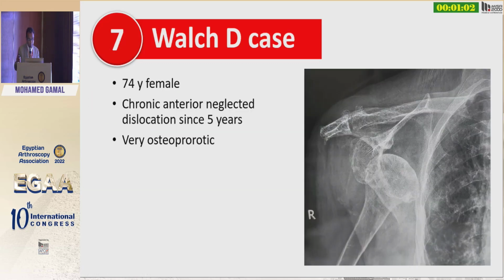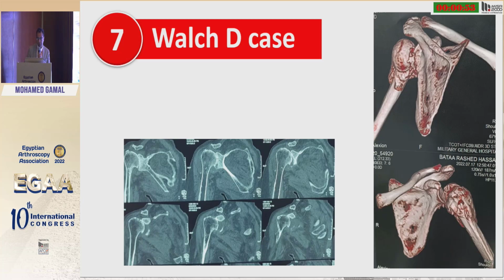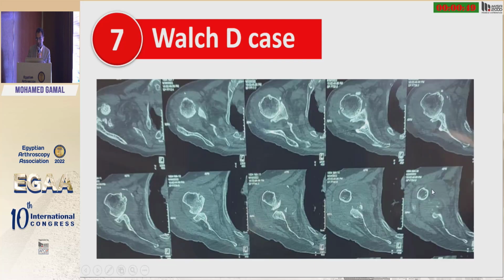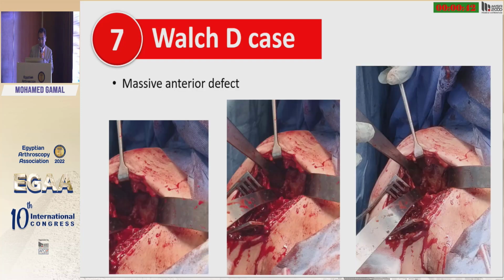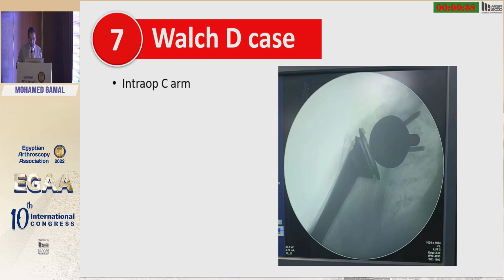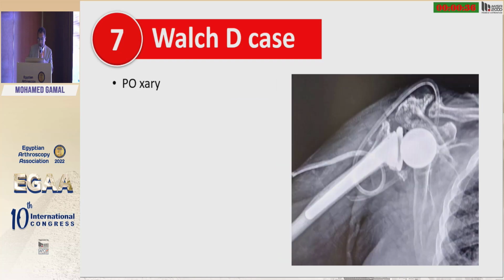The last case, neglected dislocation for 5 years, and the patient is very osteoporotic. You can see here the CT of the patient with marked osteoporosis and neglected anterior dislocation. And these are the subtraction views. You can see here the defect. And this is intraoperative massive anterior defect. Used an angled bioreverse. And here is the post-op X-ray with adequate lateralization.